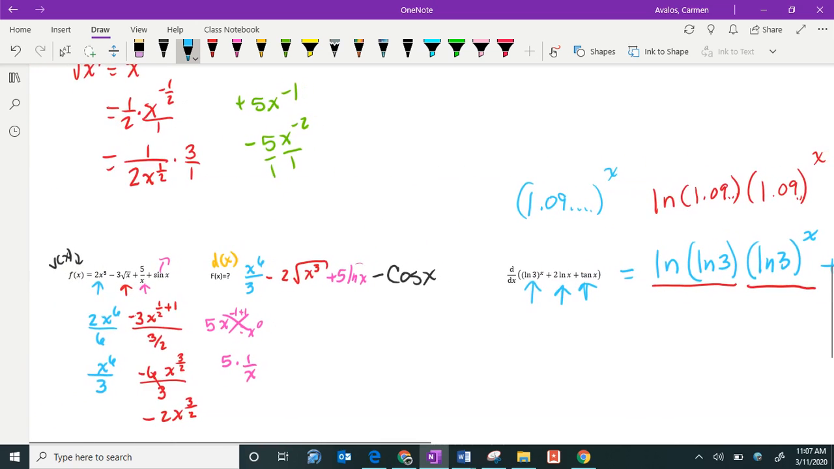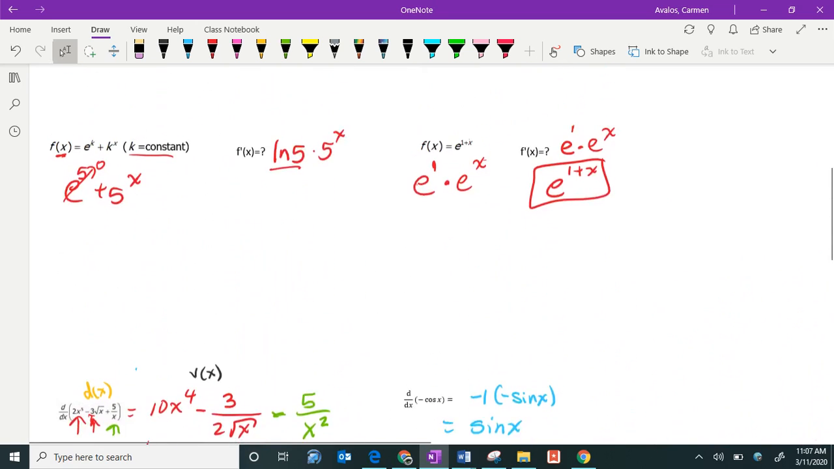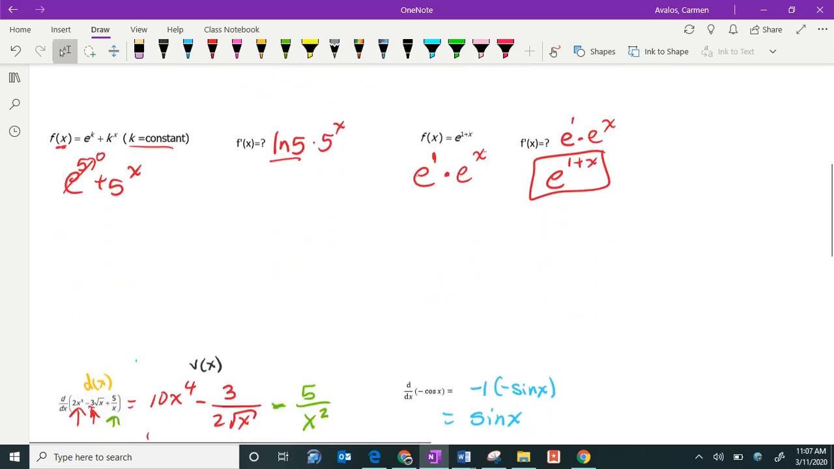So keep focus on whether it's asking you for the antiderivative or the derivative, and what these rules are. And there you go.